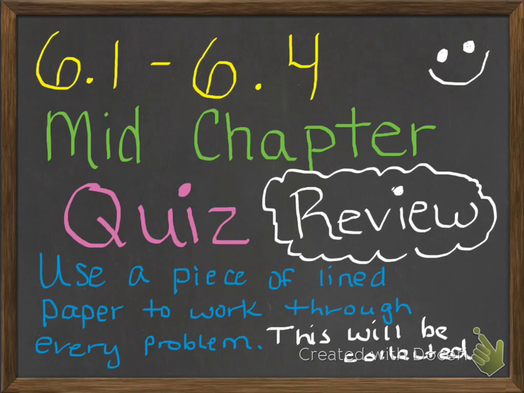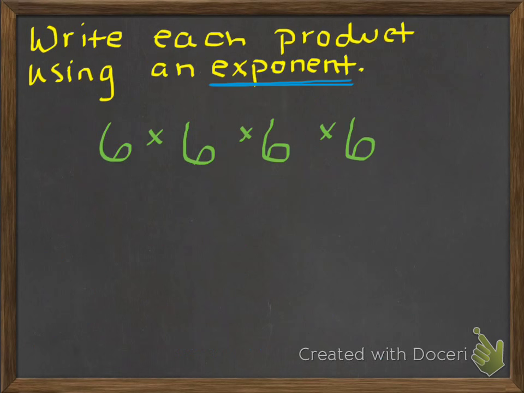What I'm going to ask of you is for you to use a piece of lined paper to work through every problem. This paper will be collected, so it's important that you write down everything that you see here. Most of the problems are just math problems. At the end, there are maybe 6 types of small word problems. You do need to write the words for those as well. Let's go ahead and get started.